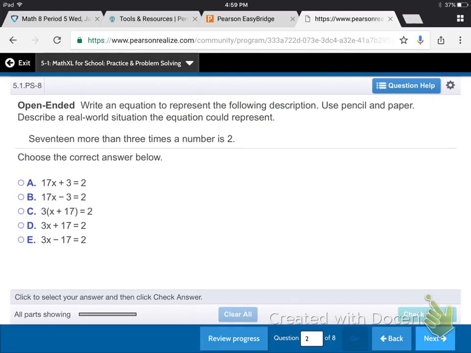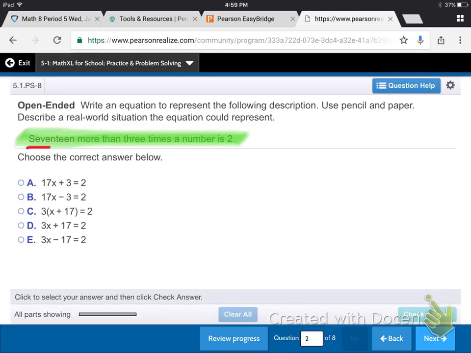Okay, well, that last problem was not too hard. You just had to read through it, think your way through it. Here we have another problem that says, write an equation to represent the following description. So we're going backwards now. It's giving us all of the words, and we have to think of how to represent that with numbers and letters and such. So let's read through it very carefully.